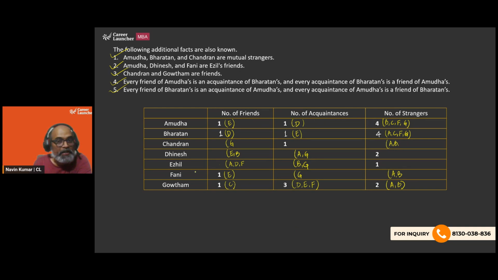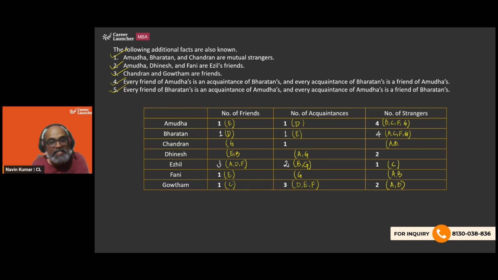Now, if we look at the row E, we see that we have 3 plus 2 plus 1. We have 6 people here, so we can close this out. And we can be sure that there are 2 acquaintances of E and 3 friends. So the leftover person for the row E, we have A, B, C is missing. So C comes in here.